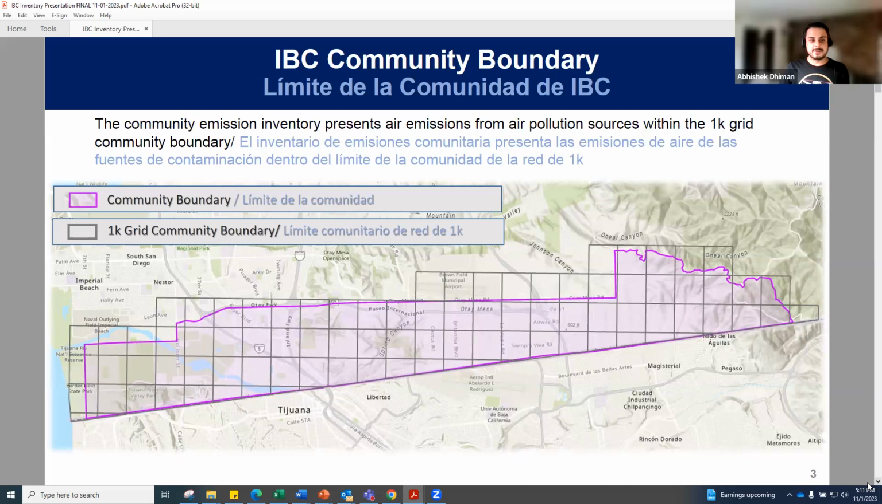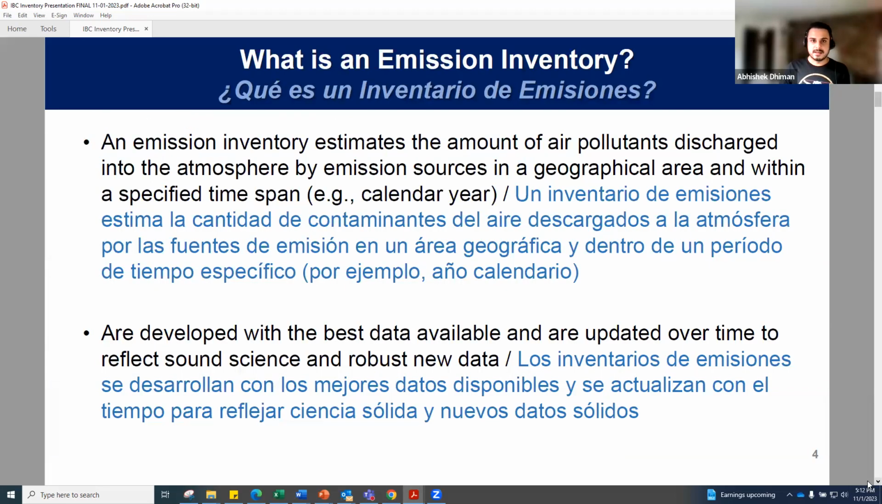The final emission inventory for IBC accounts for emissions within the 1 kilometer grid community boundary shown in black. As you can see on the map on your screens right now, the 1 kilometer grid boundary reflects the full grid that expands the community boundary, which is shown in the pink polygon. The expanded portion includes Brownfield Municipal Airport on the northern part of Otay Mesa and some portions of Naval Outlying Field Imperial on the western part of San Ysidro. Next slide, Jenny.